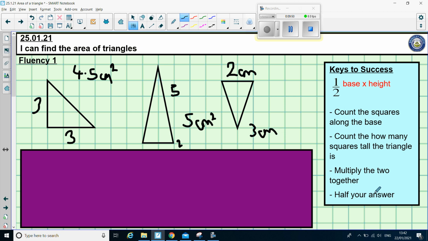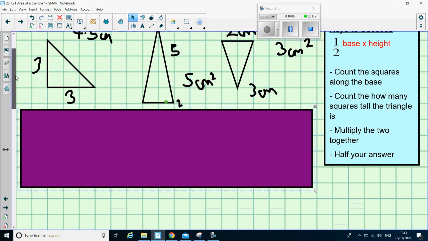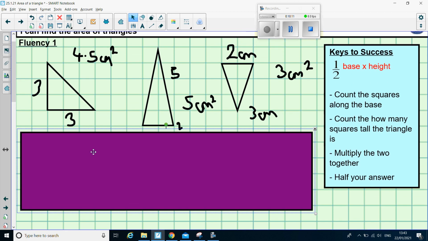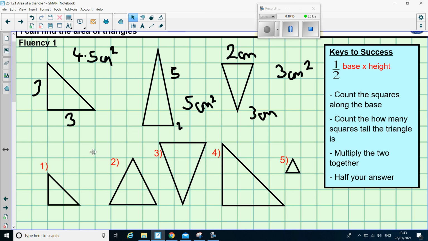Okay, multiply them together and half it. 2 times 3 is 6. Half it is 3 centimetres squared. So finding the area of a triangle is very similar to finding the area of a rectangle or square. You just have to remember that final step, which is to half it.